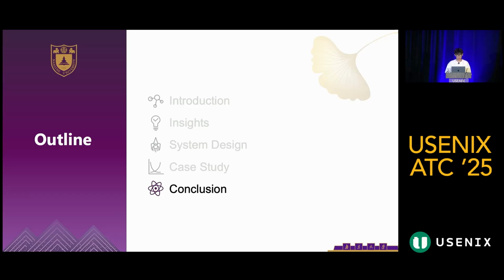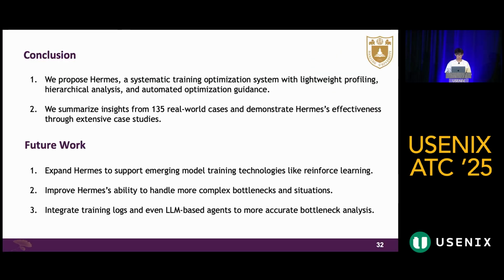Finally, I will provide a conclusion. In conclusion, we have presented Hermes, a systematic optimization system that features lightweight profiling, hierarchical analysis, and automated guidance. We have also summarized key insights from 135 real-world industrial cases, providing valuable lessons for the community. Our case study demonstrates that Hermes can effectively accelerate the training for a wide range of models on Ascend platforms.